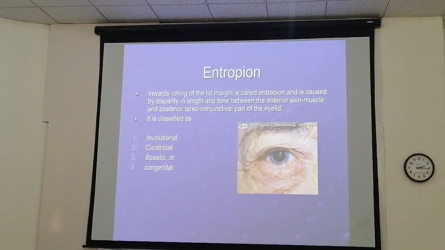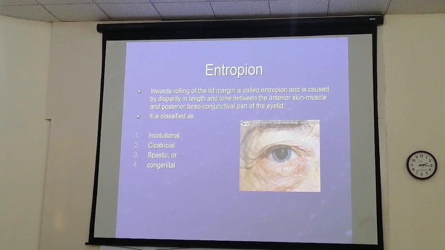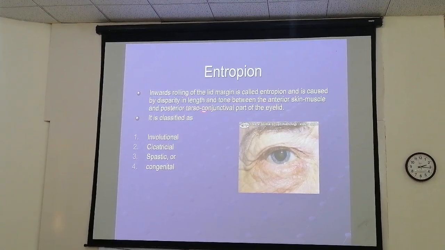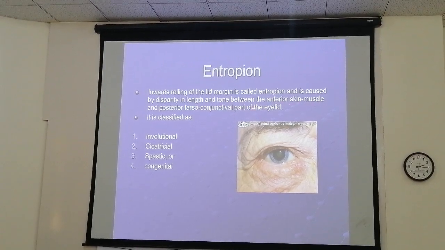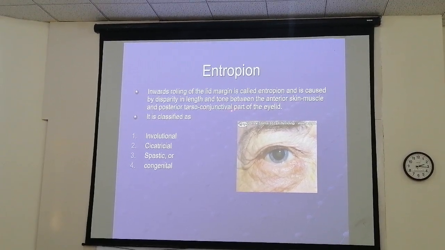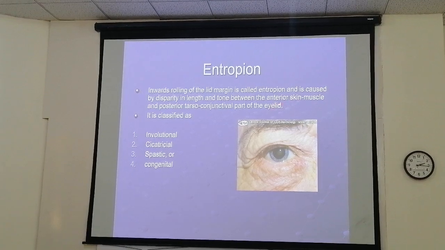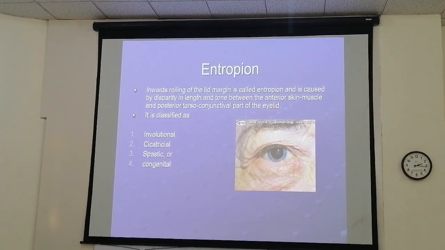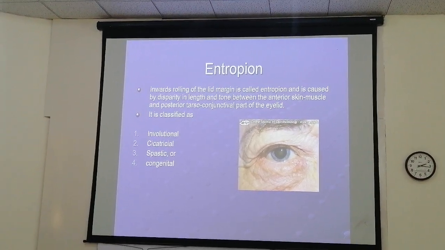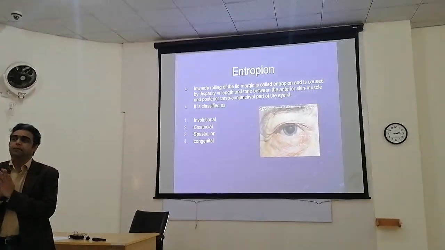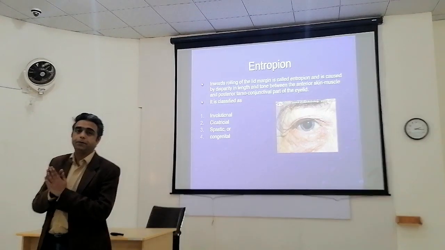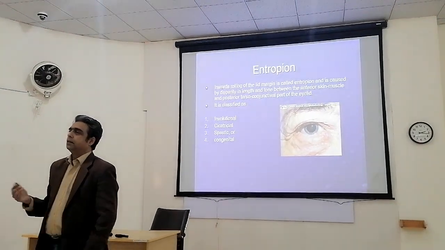Are you clear till now? Yes, sir. Do you understand the sentence: the disparity in length and tone between anterior skin muscle and posterior tarsoconjunctival part of the eyelid? No, I think no, right? Yes, sir. Okay. This is very important because this is the basis of this lecture. Entropion and entropion in skin.